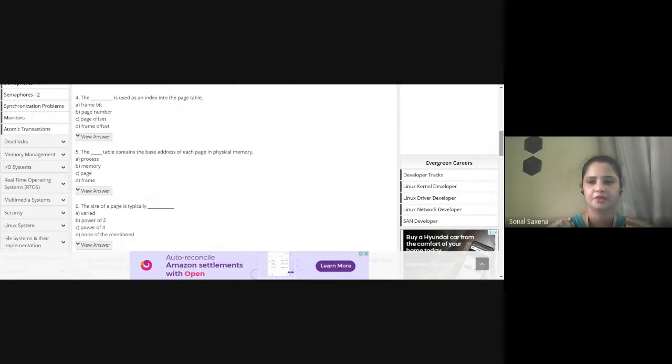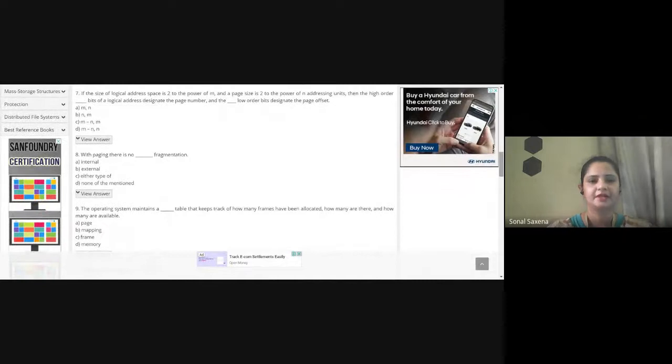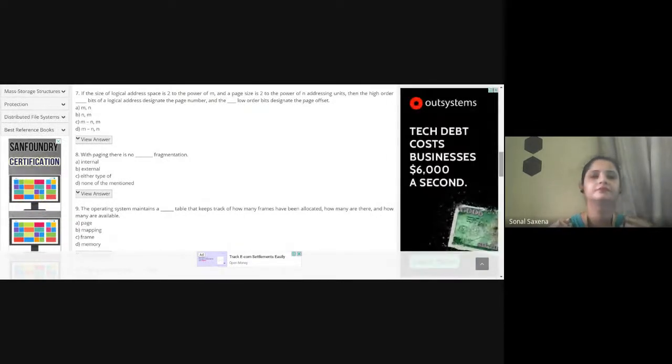Now let me take you to the next set of questions. Question number 7, 8, and 9. If the size of logical address space is 2 to the power of m and the page size is 2 to the power of n addressing units, then the high order dash bits of a logical address designate the page number and the dash low order bits designate the page offset. So what is that? You might be able to answer it.